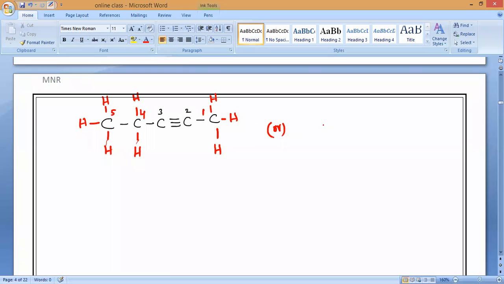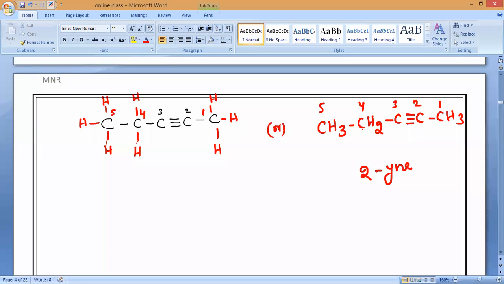Condensed formula. Yes, sir. Formula. CH3, 2 single bond C, single bond CH3. Okay. Now name it 1, 2, 3, 4, and 5. So where is the double or triple bond there? At 2. And it is 5. Parent chain 1, 2, 3, 4, 5. So parent chain 5 means what will come? Pent will come. Pent-2-yne.